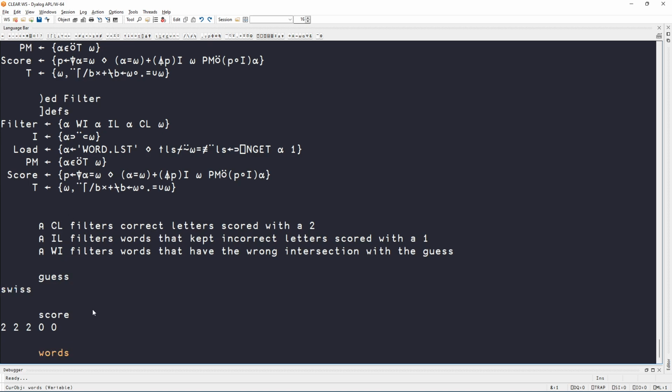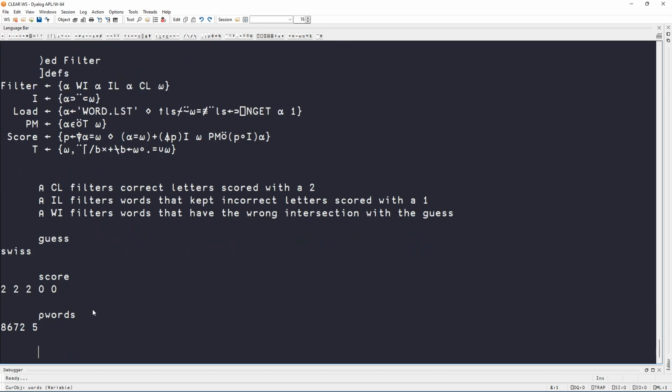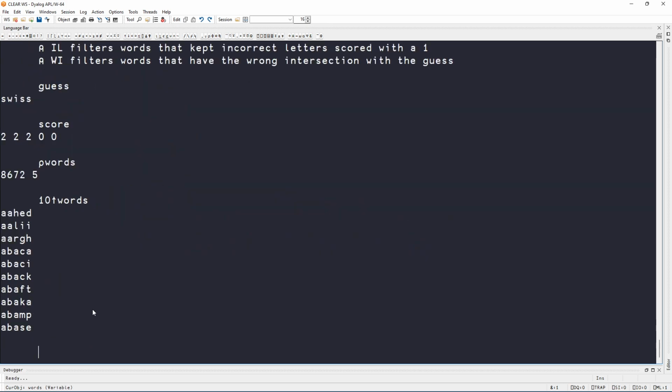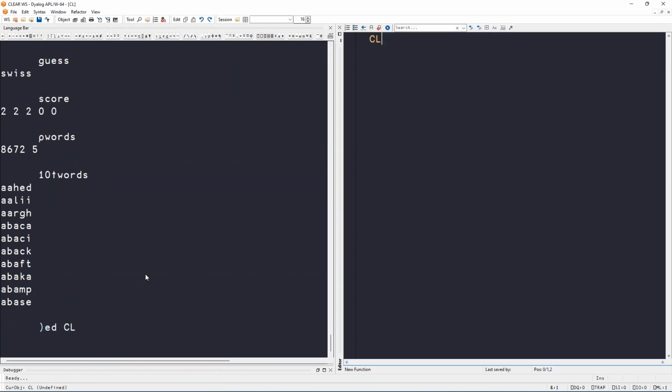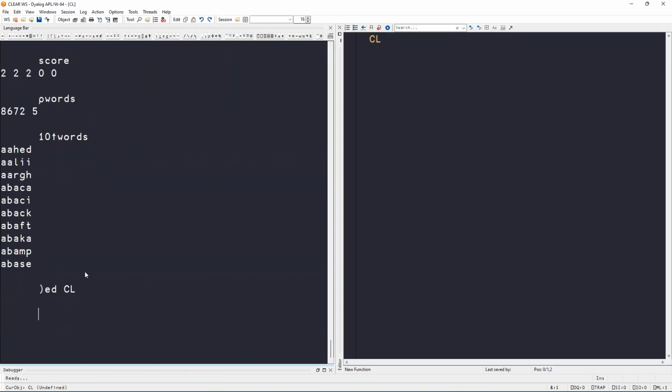So let's check. Do I still have my matrix of words? Yes, I think I do. Yep, so the first 10 words are in here. Alright, so how do we implement this CL function? How can we do this?